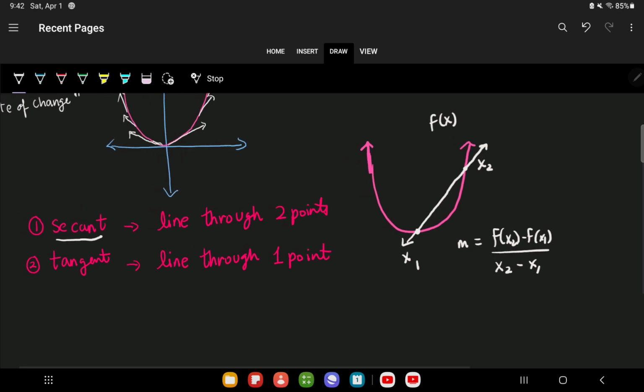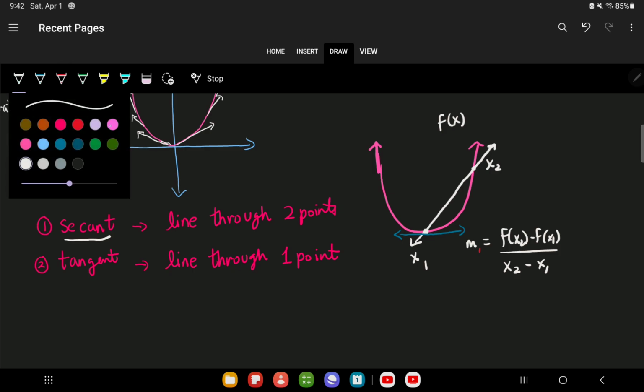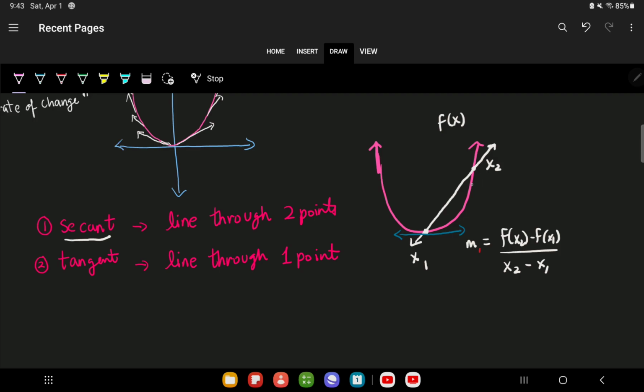Now, that's not what we want. We want the slope at x1. We want this value, right? That's only going through 1 point. So what can we do? So let's call this m1, the first slope we took between x1 and x2. Next time though, let's get a little bit closer.